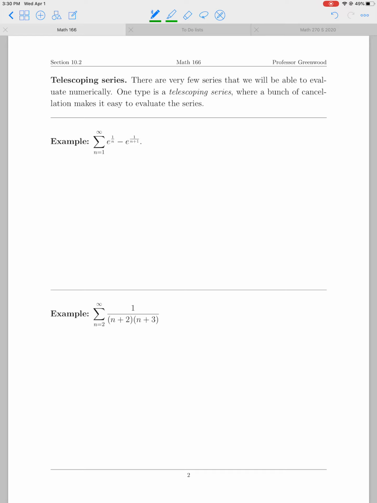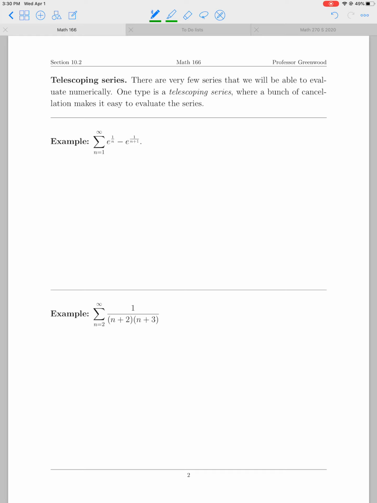And a telescoping series is named sort of after those toy telescopes that can expand or collapse. The idea here is that in a telescoping series, a bunch of the series ends up canceling out with itself, and then it's easier to compute. That might sound a little strange at first, but I promise it won't be that bad when we actually look at an example.